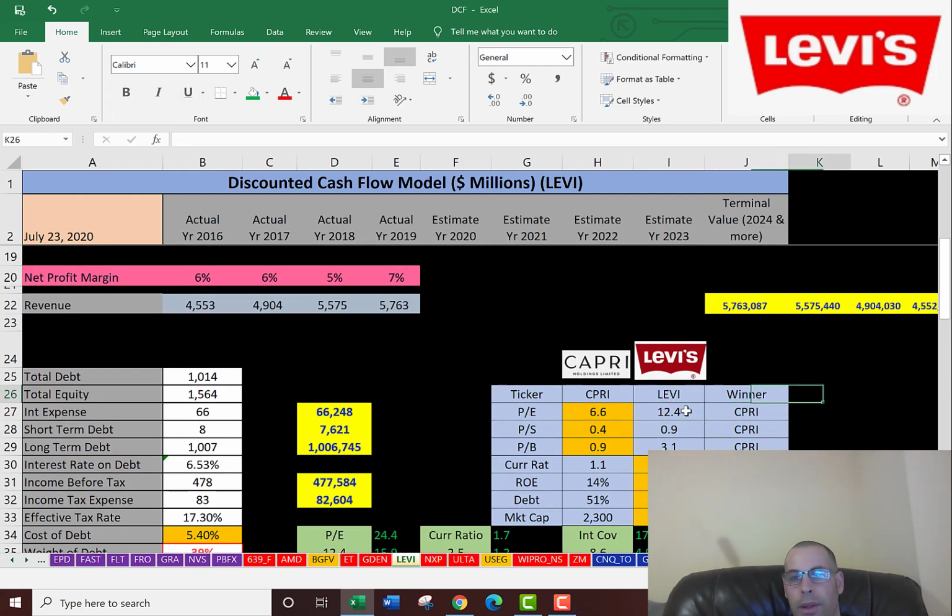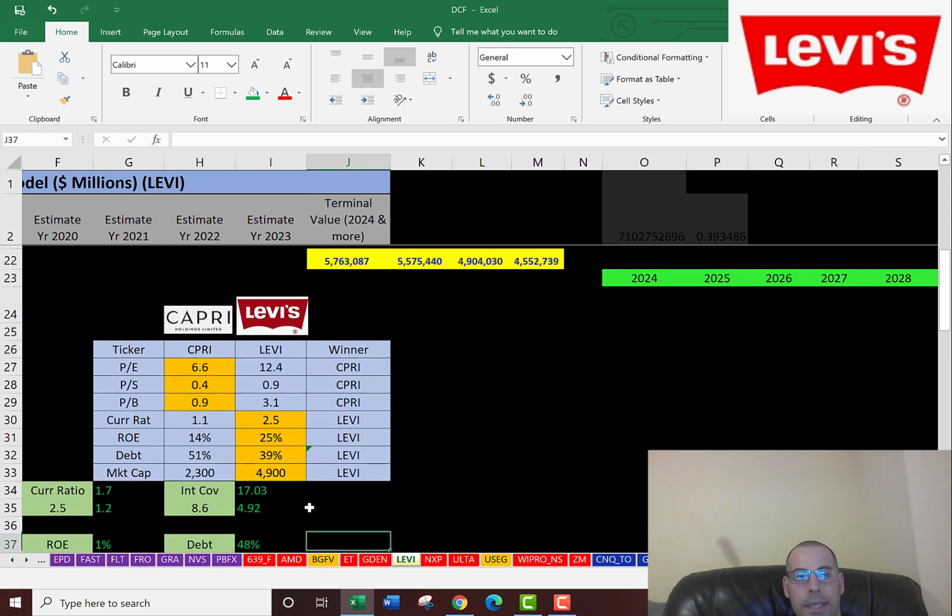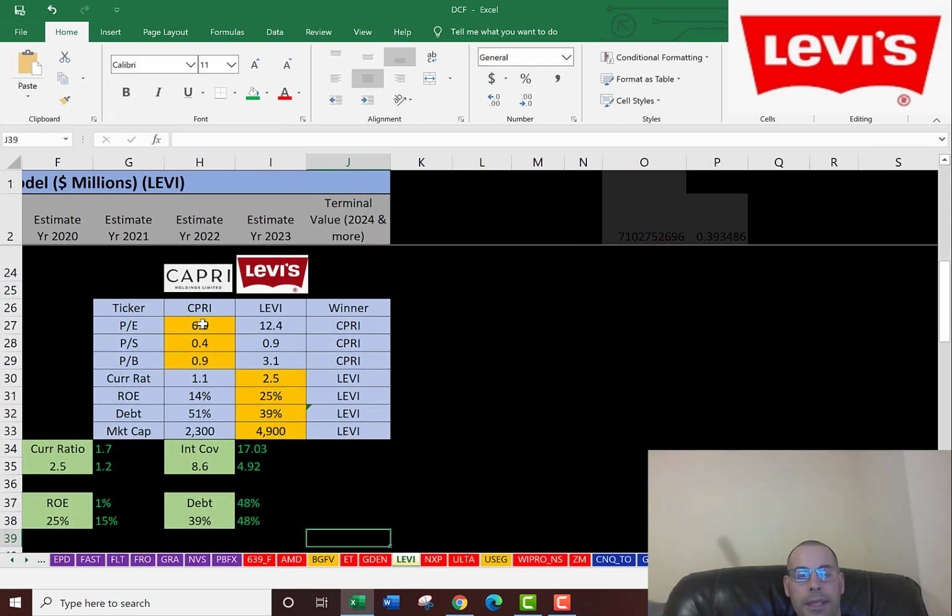And a good way to look at ratios is to compare them to similar companies. Capri Holdings is in the same industry as Levi's. And although Levi's had good PE, price to sales and price to book ratios, Capri is even better. But they have more debt, and when you take on more debt, you could make your price to earnings and price to sales ratio look better. Both of them are doing fine in current ratio. Levi's has a much better ROE, and they're twice as big as Capri.